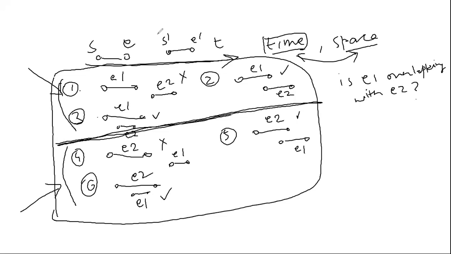This is the question I have. Every interval or event has two things: one is start, one is end. So you can call E1 dot start, E1 dot end, and then give me something to do this check.